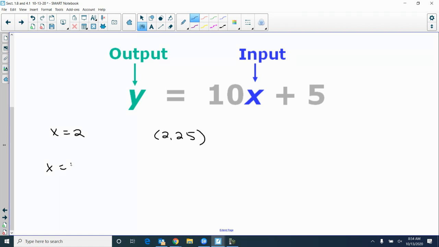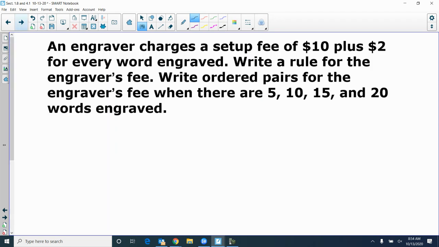What about x equals 5? What's that going to give me? 55. 10 times 5 is 50, plus 5 is 55. So it gives me the ordered pair 5, 55. So when x changes, what happens to y? It also changes. Make sure we know that. Flip it over. Go in the back here. All right, go on the same thing.